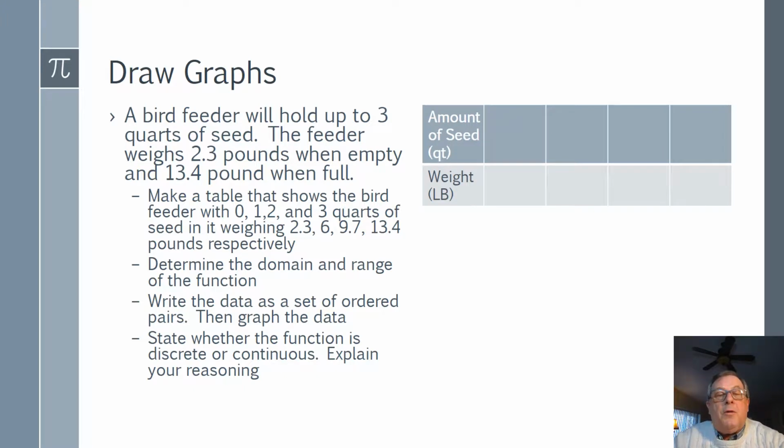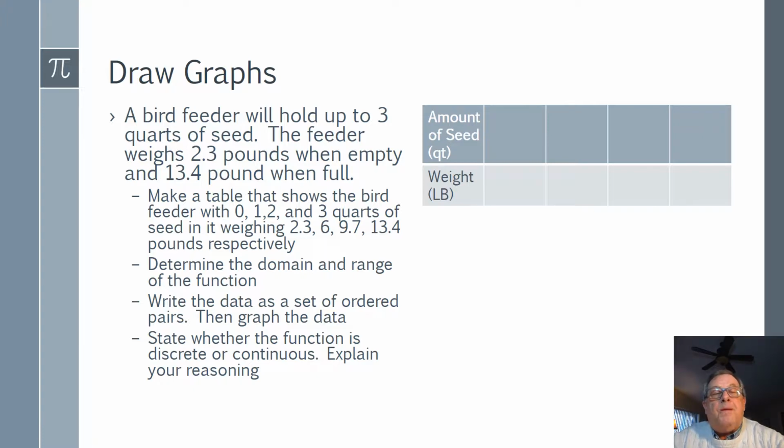We're going to determine the domain and the range of the function. We're going to write the data as a set of ordered pairs, and then we're going to graph it. And we're going to determine whether the function is discrete or continuous.